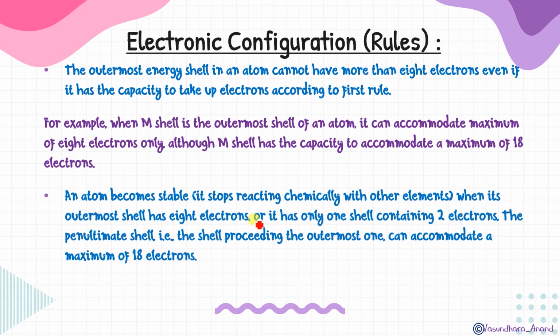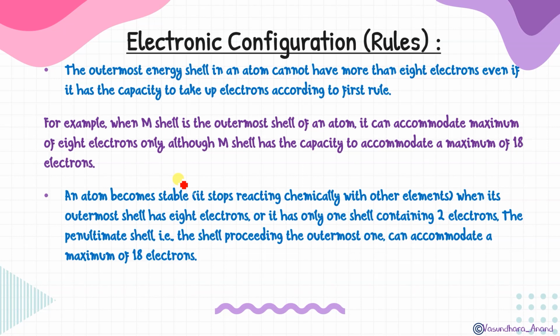An atom becomes stable if it stops reacting chemically with other elements. If it stops reacting, then it will become stable, or vice versa. You can say that if it is stable, it is not going to react, and if it is not reacting, you can say that it is stable. In both ways you can say.